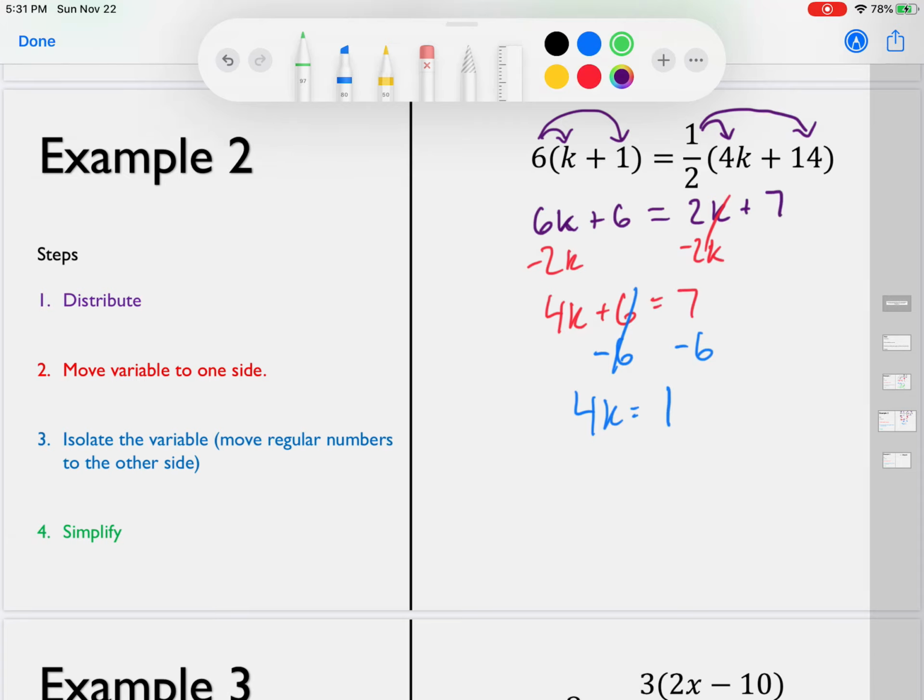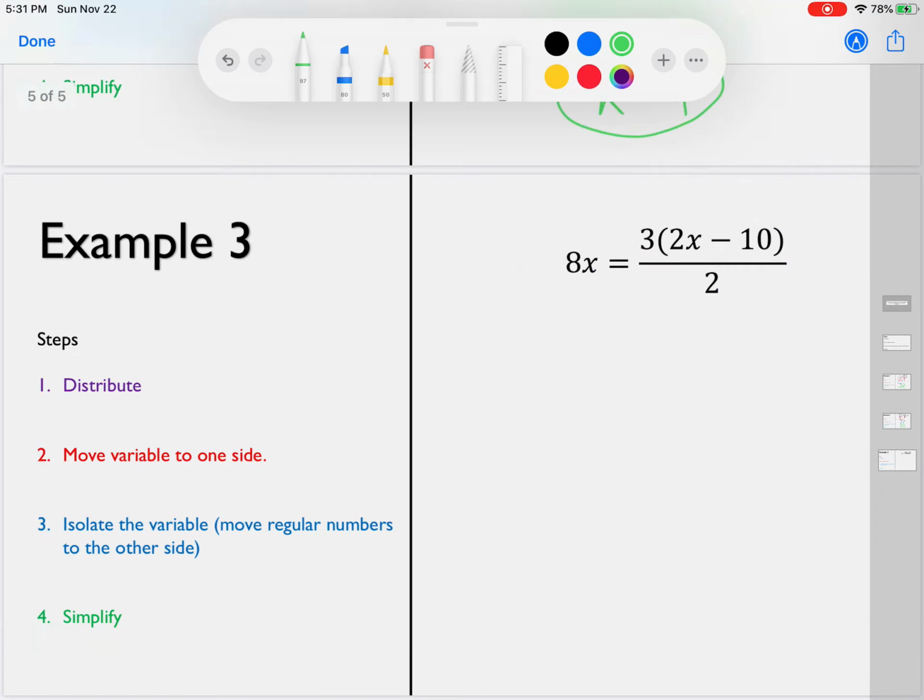Then our final step is to split that term up with the k. So we have 4 times k. In order to get rid of the 4 times, we just need to divide by 4. And of course we need to do that on both sides because we need our equation to be balanced and happy. So we're left with 1/4. k equals 1/4, which of course is in its most reduced form.